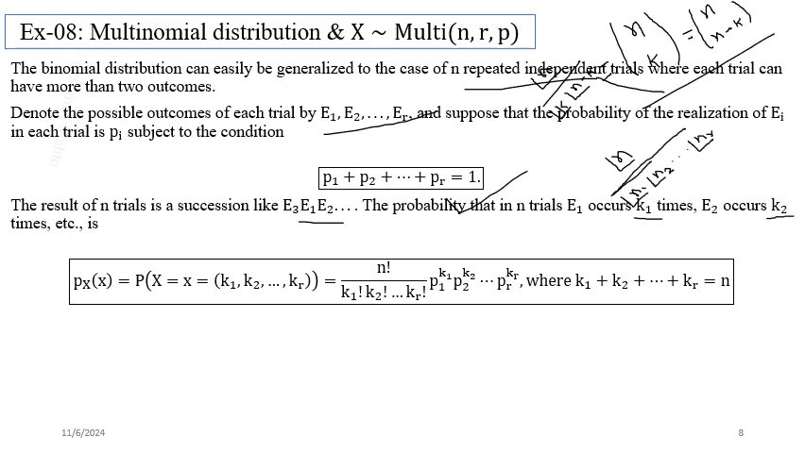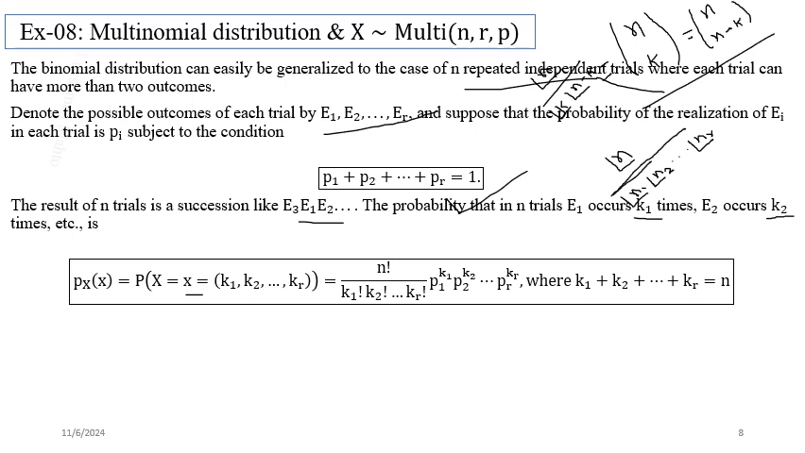So what is the probability mass function at x? That means a random variable X is observing the value small x. What is the meaning of a small x? It means you have performed n trials in which the successes are distributed: k1 times E1 occurred, k2 times E2 occurred, k3 times E3 occurred, and kr times Er occurred. So that x is also distributed.